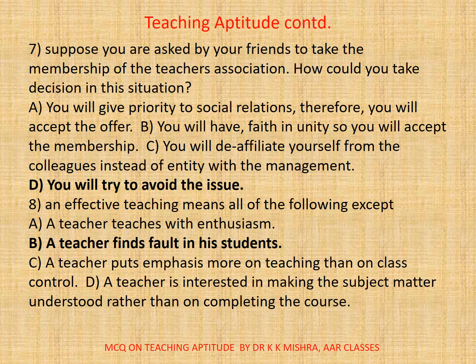7. Suppose you are asked by your friends to take the membership of the Teachers Association. How could you take decision in this situation? A. You will give priority to social relations, therefore you will accept the offer. B. You will have faith in unity, so you will accept the membership. C. You will de-affiliate yourself from the colleagues instead of entity with the management. Or D. You will try to avoid the issue. Correct option is D. You will try to avoid the issue.